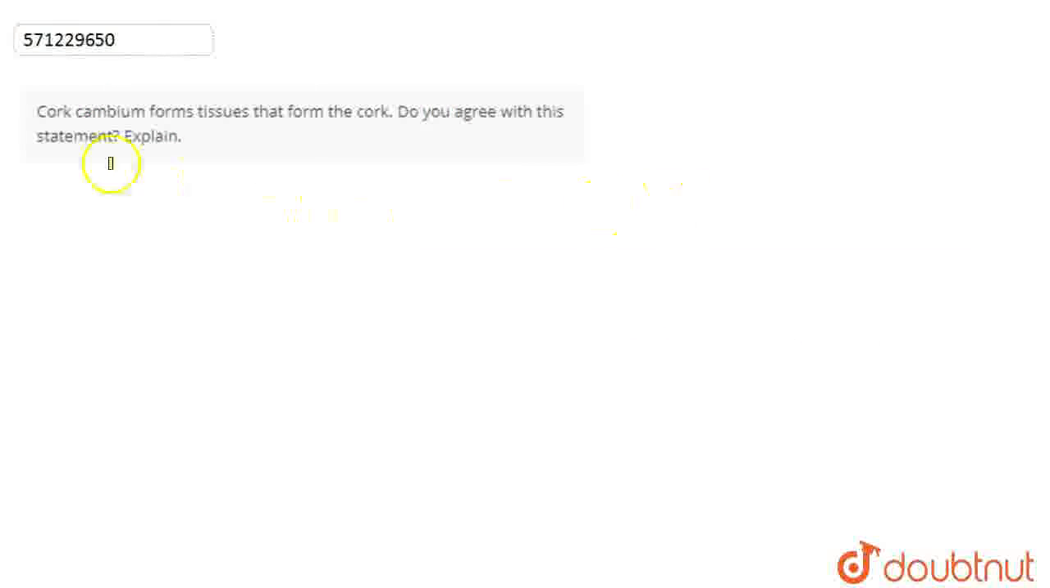If we talk about this question, in this question we are asked: cork cambium forms tissues that form the cork. Do you agree with this statement? Explain. Right, so basically if we discuss the cork cambium, the cork cambium is also known as the phellogen.